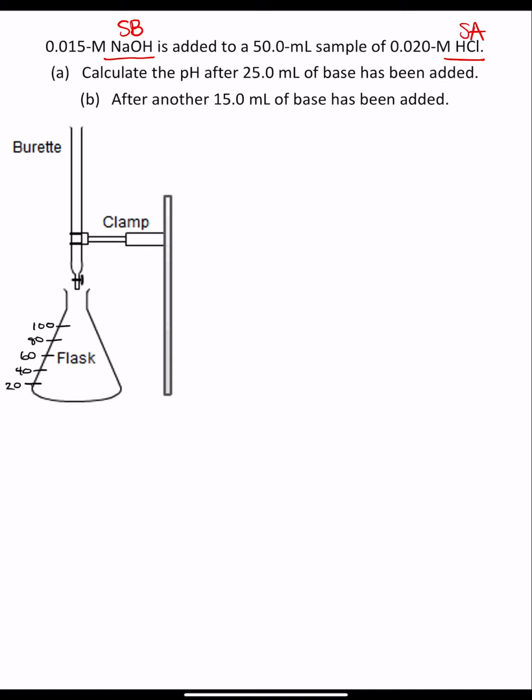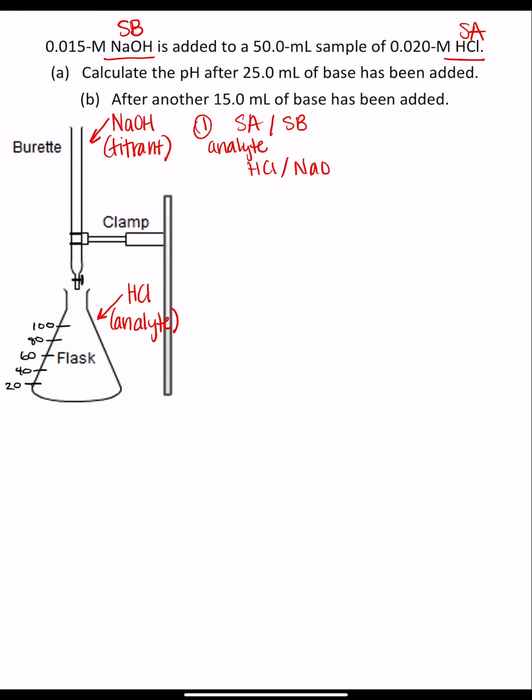And to figure out which one goes in the burette and which one goes in the flask, one of them is going to be added to the other. And you can see that the NaOH is added to the HCl. And so if it's going to be added, it will be added from the burette. And the burette generally holds your titrant. And so that means that the HCl must be in the flask, and that in the flask is our analyte. So I know that it's a strong acid, strong base, because the analyte goes first in our nomenclature. And so it's an HCl NaOH titration.